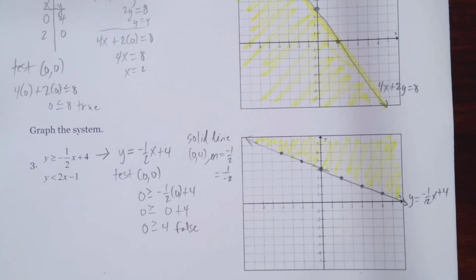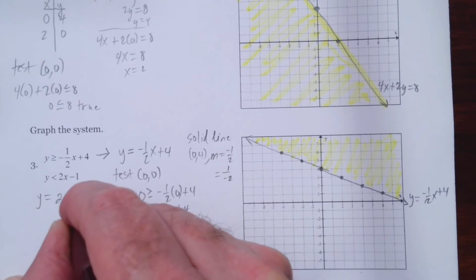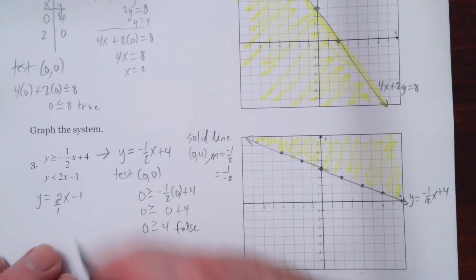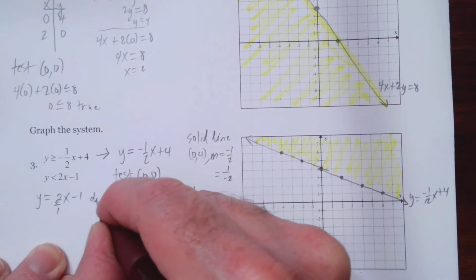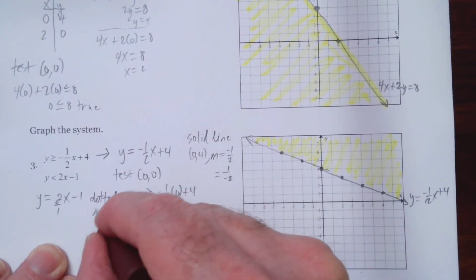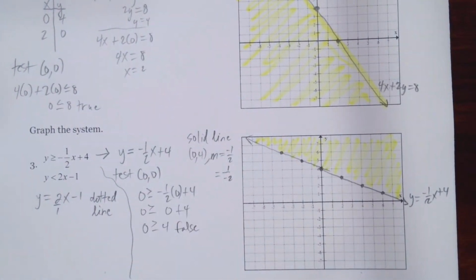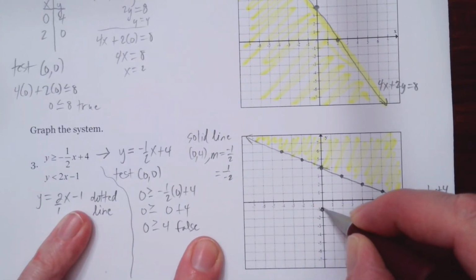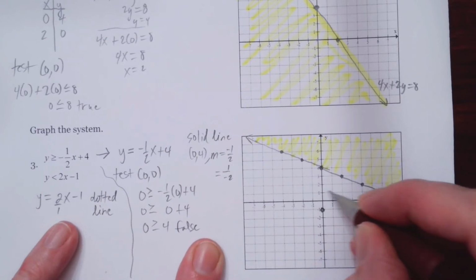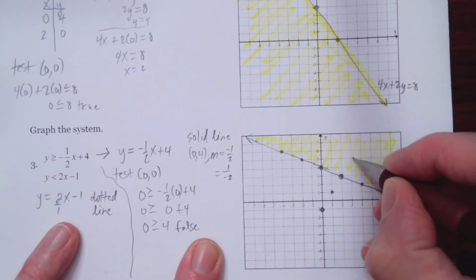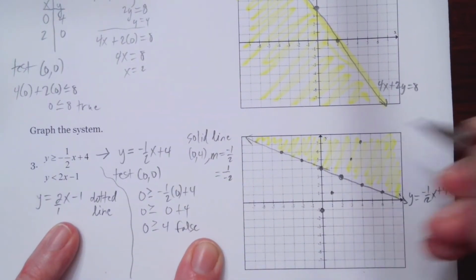Alright, and now we'll do the other one. Here we're going to graph y equals 2x minus 1. We'll use a slope of 2 over 1, and this time we're going to do a dotted line. So let's go ahead and start at negative 1. We'll go up 2, right 1, up 2, right 1. Notice our intersection's right there. Up 2, right 1, up 2, right 1.